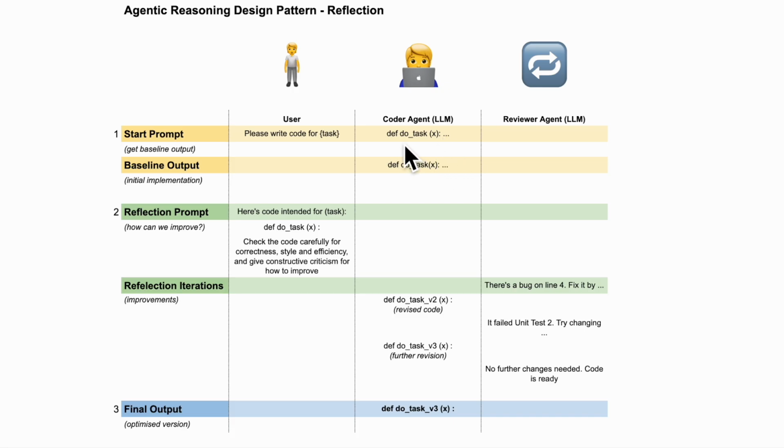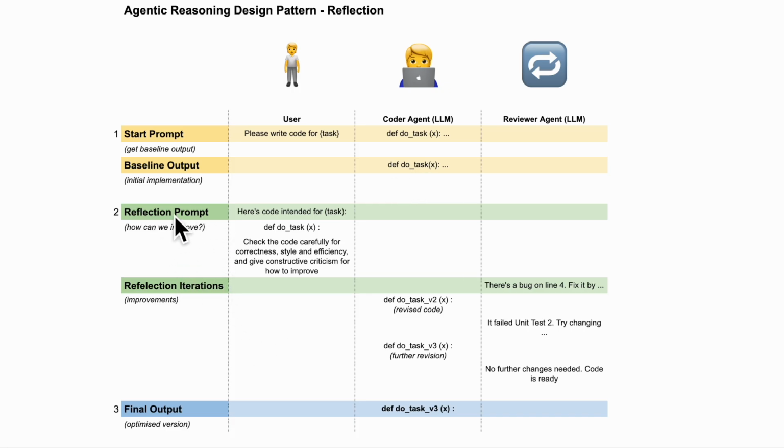It might do a pretty good job on whatever task you provided, but there are certain improvements that you can do to it. This is what you typically would do in a chat application when you ask the application to write code for, let's say, a certain task, and you get a single output which you directly use, which is this. So let's say this output is a definition of a function called do task, which takes an input x, and this def do task function is what you get as the output. This is what we call the baseline output, or the initial implementation given to you by the coder agent.